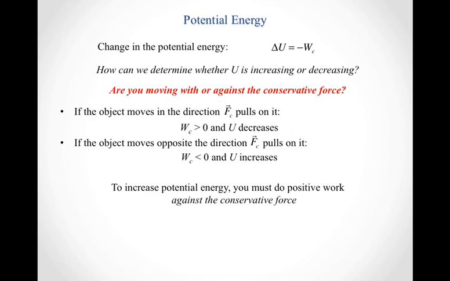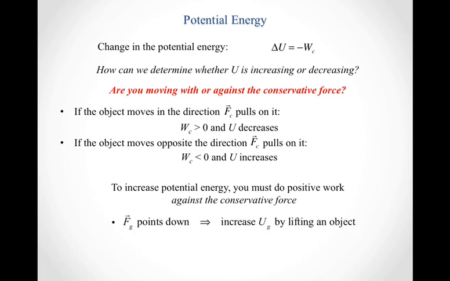So to increase the potential energy, you have to do positive work against the conservative force. So if the conservative force is doing negative work, that's because there's some external agent that's moving your system around doing positive work, and that positive work goes to increasing the potential energy, which again you can then get back by letting your system go.